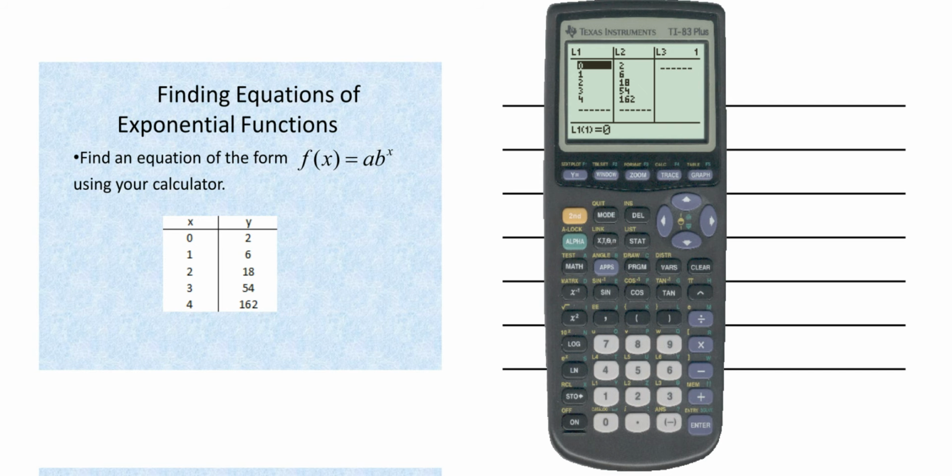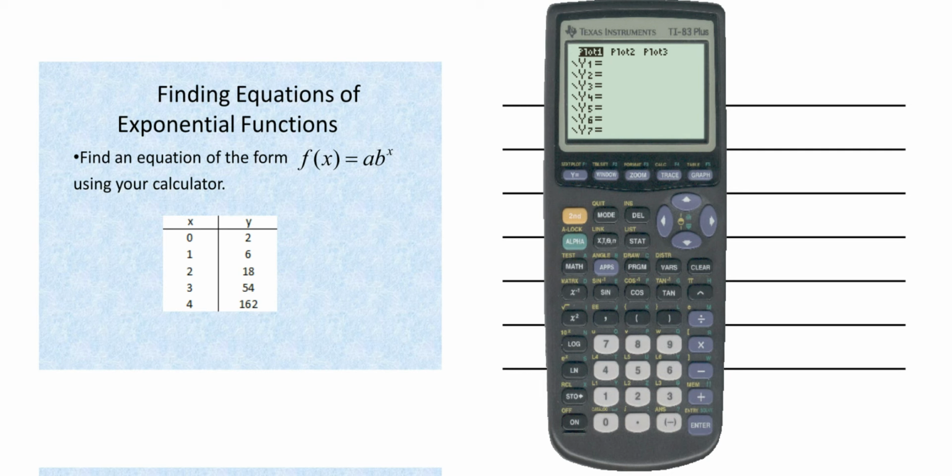Now let's go back to our regularly scheduled table. In this case, we filled in the list: L1 is 0, 1, 2, 3, 4, and L2 is 2, 6, 18, 54, and 162. They match what we have on the table. That's good. So now that we have our table, we want to take a quick look to see what it looks like for reference. Go to Y equals, the very top left button, Plot 1, and hit enter to turn it on.